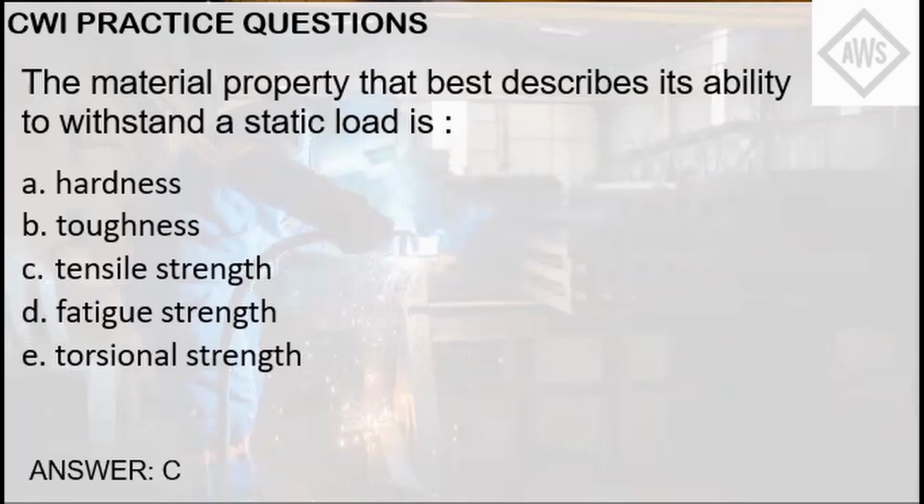Let's take a look at the choices. Hardness is the resistance of a material against deformation or indentation. Toughness is the ability of the material to absorb energy without fracture and can be measured through impact testing. Fatigue strength is the resistance against cyclical loads, and torsional strength is the resistance against twisting loads and moments.